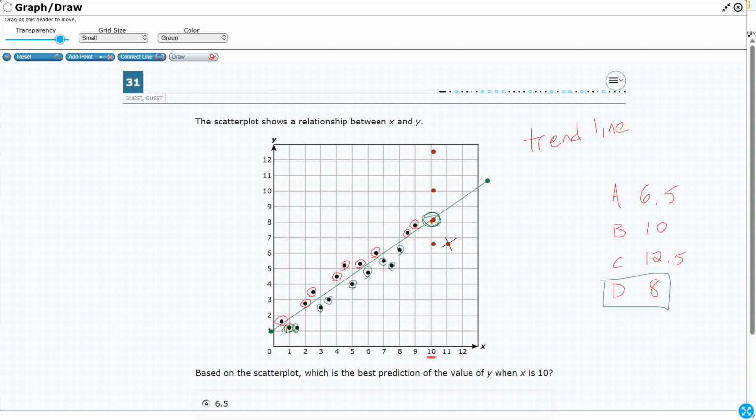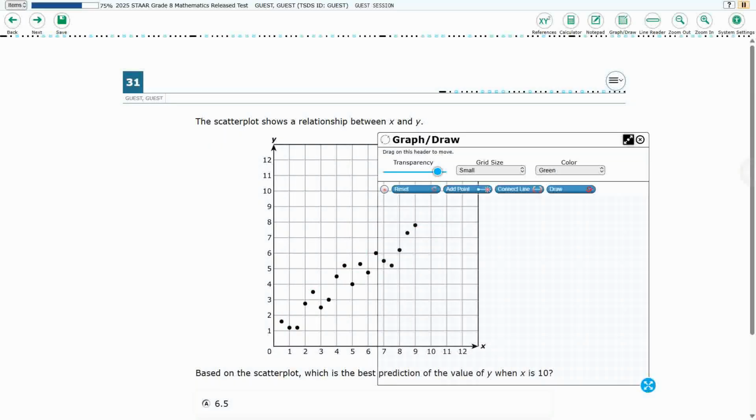So this 6.5 is much too low. And obviously 10 is at least something to look at, but it does look too high. We can easily get rid of that 12.5. That's much too high. But with our trend line, just looking at it visually, it does look like our answer is going to be D, 8.